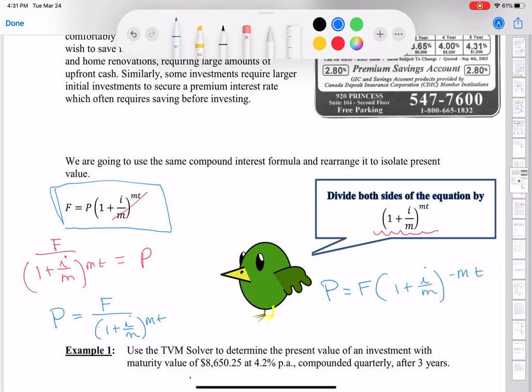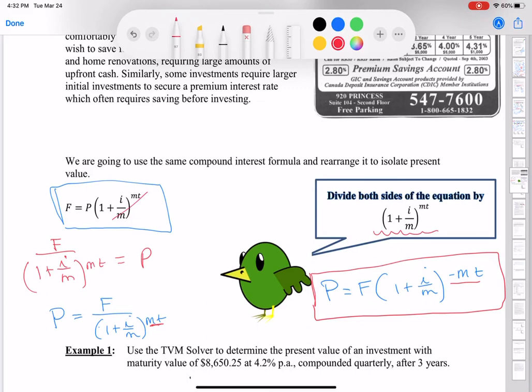to the negative mt. And if you think back to your high school math classes, when you did exponent laws, recall that if you have an exponent in the denominator, it's equivalent to having that exponent in the numerator and making it negative. So this is the version of the formula that we will be using when I solve the problems.